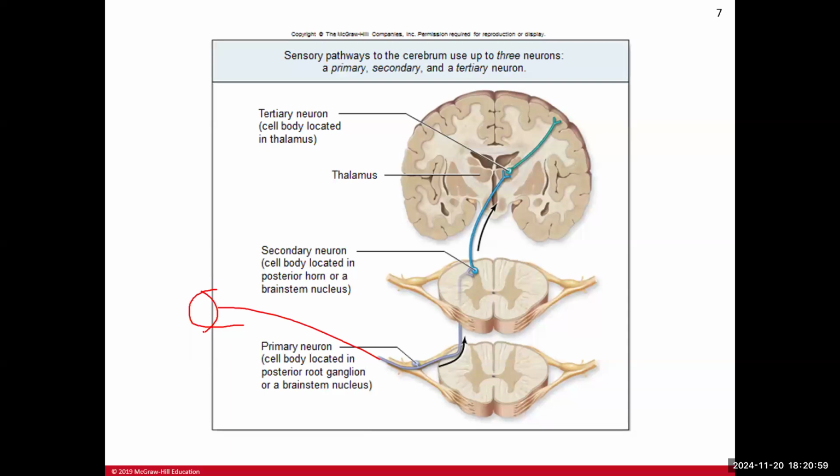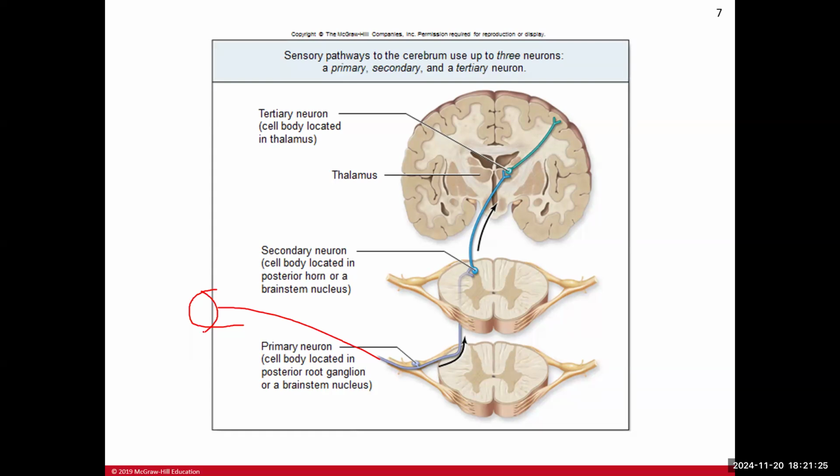It varies, but it's going to synapse onto the secondary neuron. And then that secondary neuron is either going to go to the cerebellum, or it's going to ascend further up into your brain, into the thalamus. Because remember, what's the purpose of the thalamus? What's it do? What's its function? That switchboard operator, right?